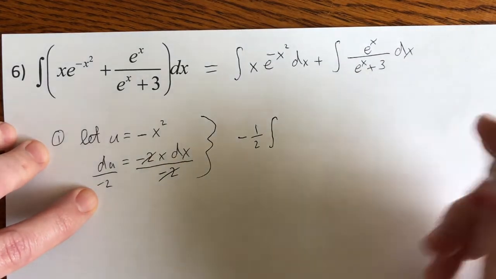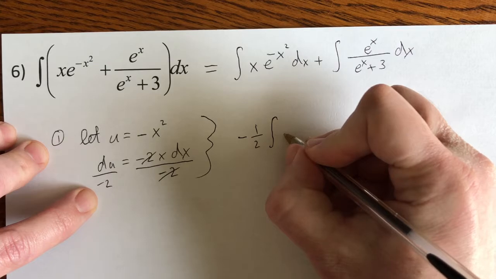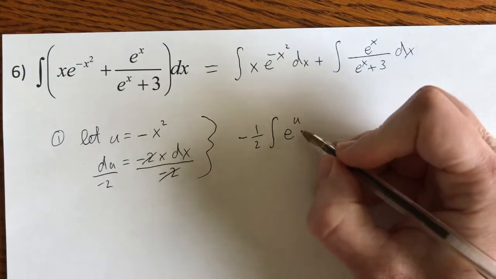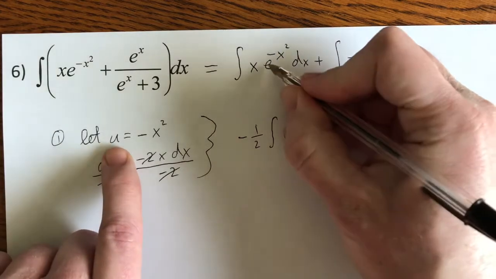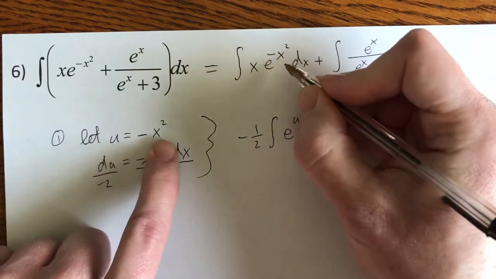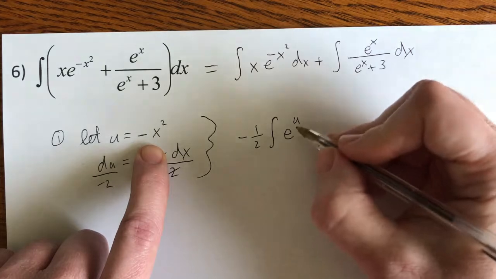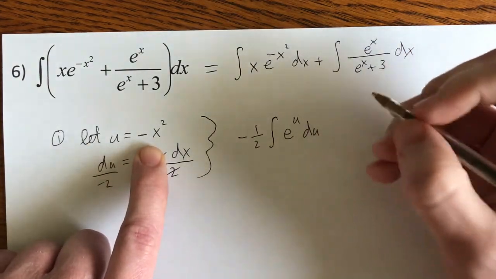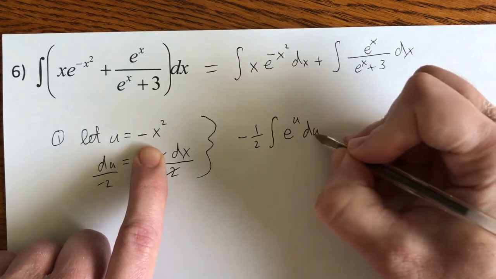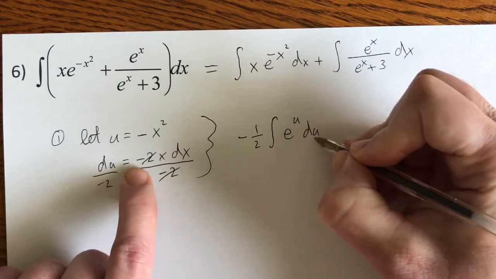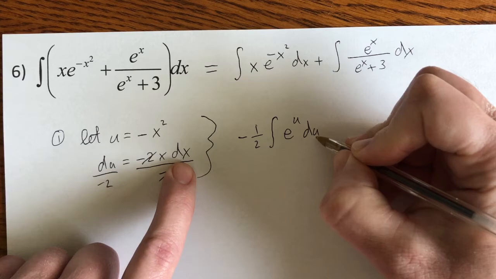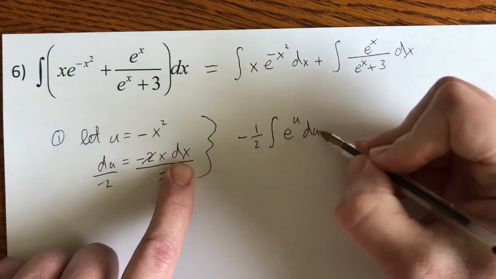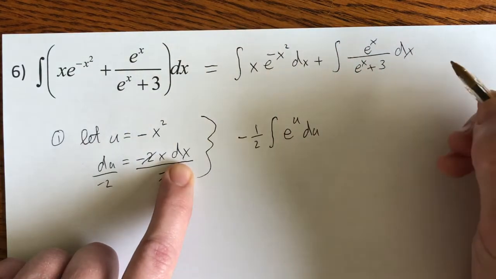Okay, now what goes in the integral? Well, it's going to be e to the u. That's going to be part of it. E to the u, why? Well, u is negative x squared, so that makes sense. Then make sure you put your du here. Again, why are we doing this? Du is exactly the same as x dx. There's your x, there's your dx. So this whole thing means x dx.